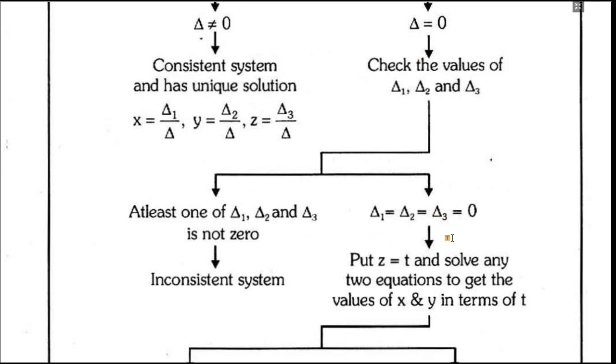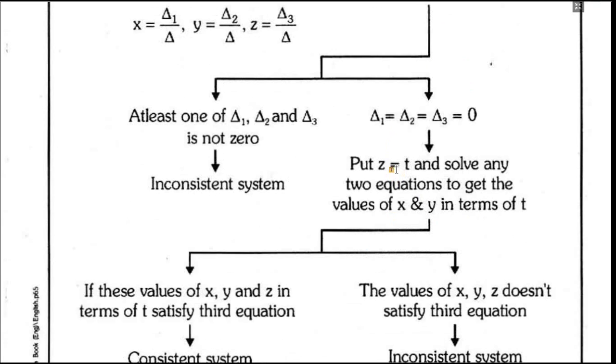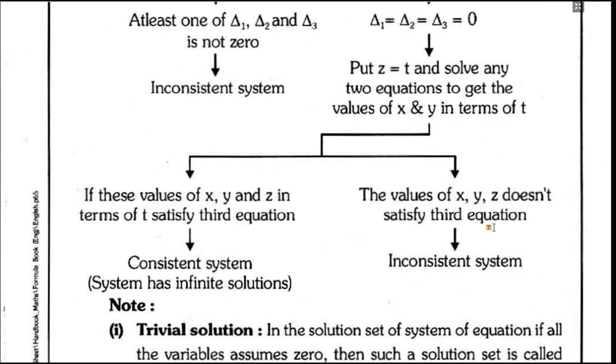But in case delta is also 0 and delta 1 equal to delta 2 equal to delta 3 is also equal to 0, then you have to solve by using this method: put z equal to t. Because it will have infinite solutions, you will get the equations in terms of t. So you have to put z equal to t and solve any two equations to get the values of x and y in terms of t.